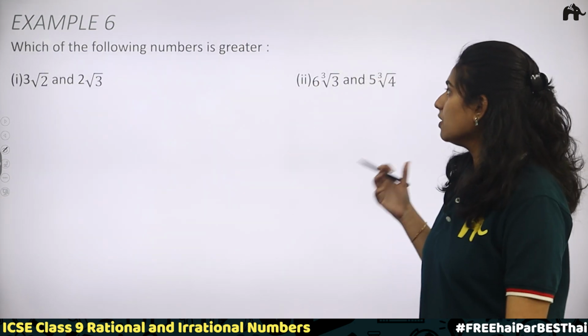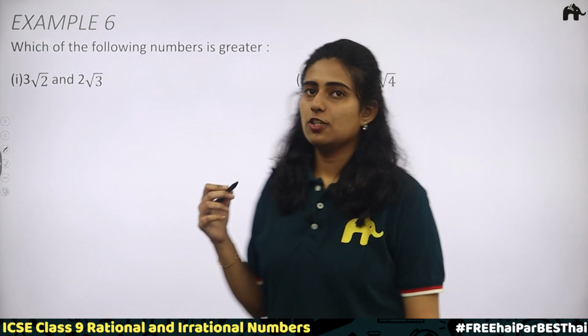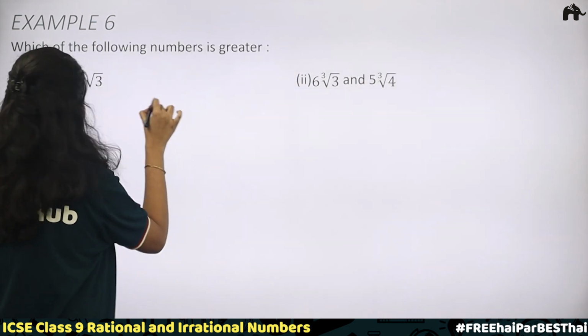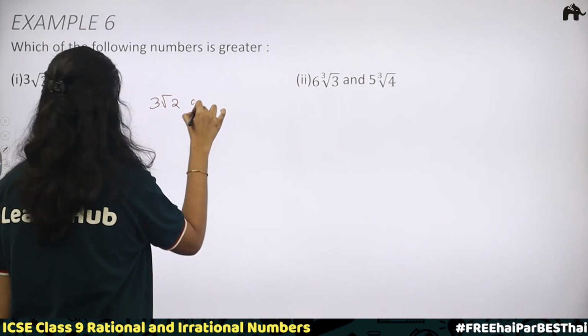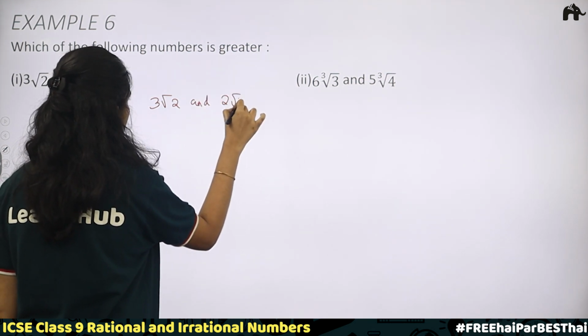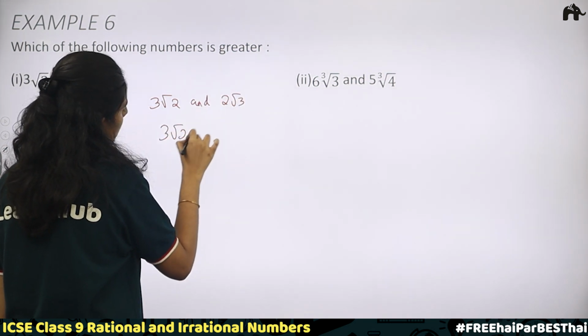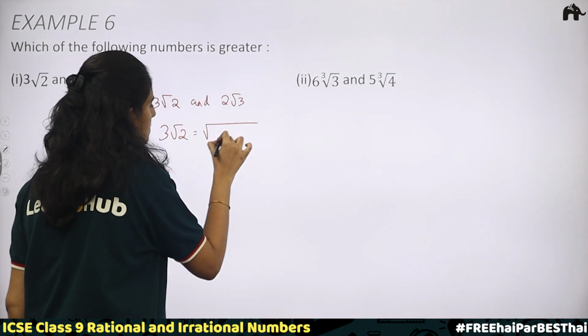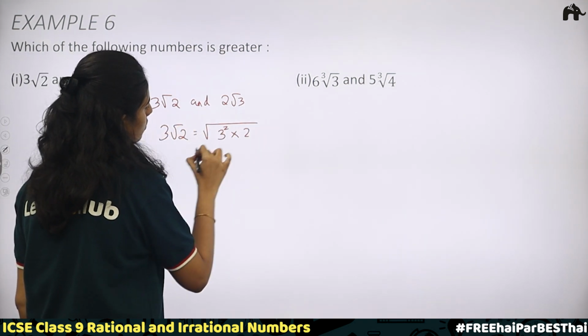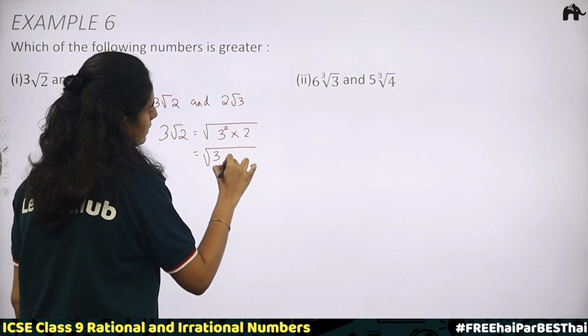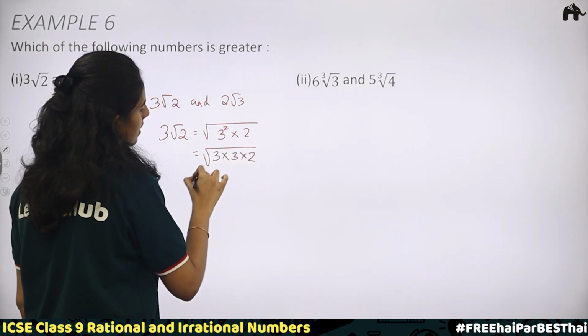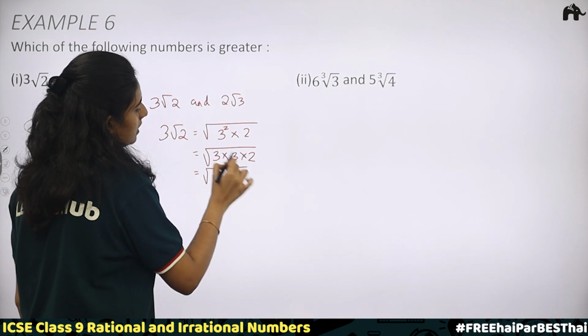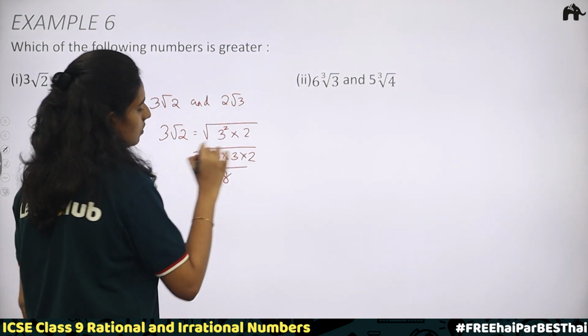Sixth example, which of the following numbers is greater? So, first one, 3 root 2 and 2 root 3. 3 root 2 can be written as root of, when this 3 is taken inside the root, it becomes 3 square into 2, which is equal to root of 3 into 3 into 2, which is root, 3 threes are 9, 9 twos are 18, root 18.